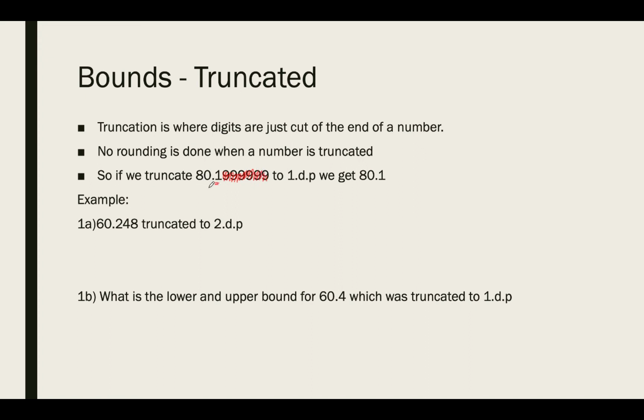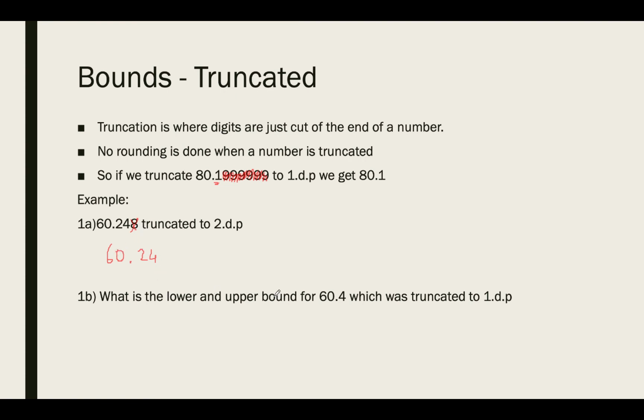So we're just left with 80.1. For example, if we have a look at question 1a, it's asking for 60.248 truncated to two decimal places. So we find our two decimal places, which is 60.24, or two digits after the decimal point, and then we just ignore the 8. So that's 60.24 to two decimal places truncated. You just ignore any numbers past what you don't need. We don't round and we don't use it as a decider.